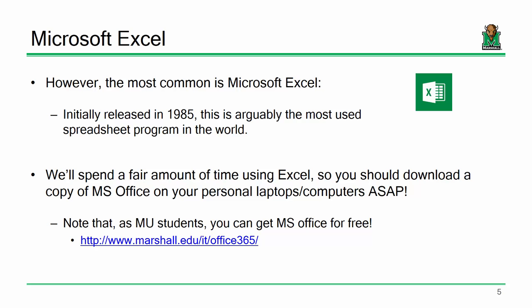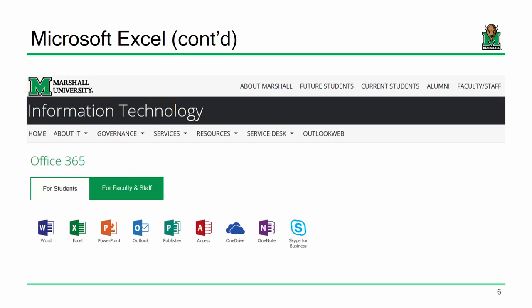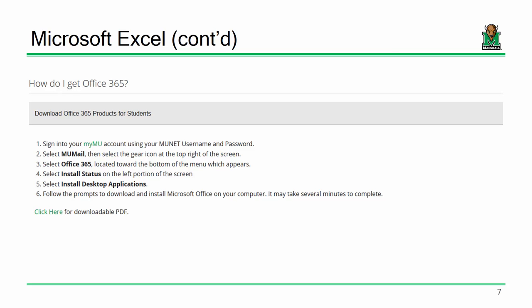You can go to this website to find it. I also posted a little document from Marshall University IT that'll walk you through step by step how to install it. The long and short of it is you're going to go on to MyMU and then go on to your email, and there's a little link, I believe in the top left corner, where you just select Office 365 and install your desktop applications, and then there you go.